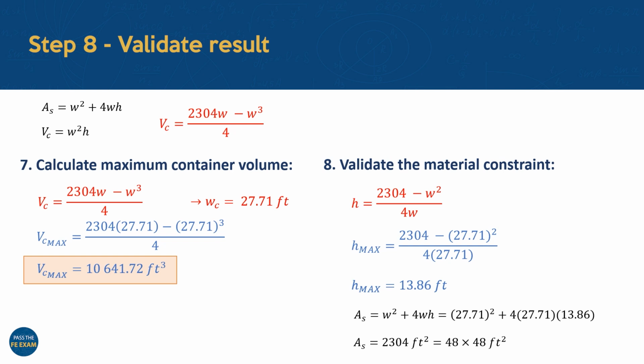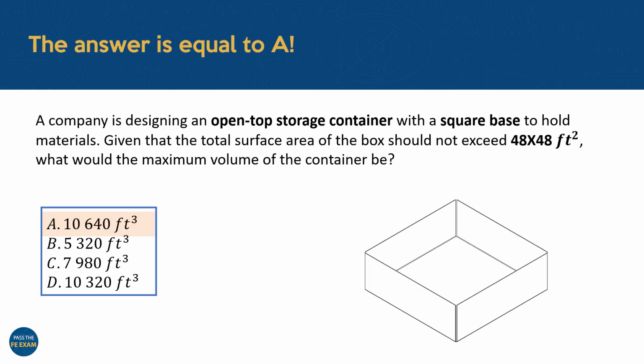Calculating this, we confirm that the total surface area is 2,304 square feet. And when we take the square root of this value, we find that it matches our original target surface area of 48 by 48 square feet, confirming that our calculations were correct. We can now confidently move on, knowing that the volume we found is accurate. And that wraps up our problem. The correct answer is A. Always take a moment to carefully review all the options before making your final decision.